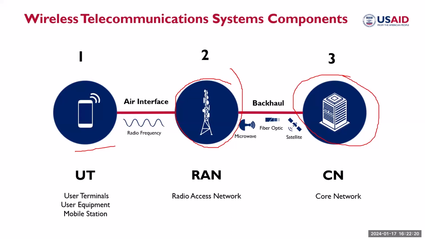The RAN and the core network are connected by different means. If the UEs connect to the RAN by the air interface, the RAN and the core network are connected via either microwave, which is the oldest interface for wireless technology, then we have the fiber optic, of course, and the satellite. In the Philippines, I'm not sure if we have satellite, but mostly we have the microwave and the fiber optic. This is what we call the backhaul. User terminals, also known as user equipment, are the devices used by end users to connect to the radio access network. These are the phones, the mobile devices.